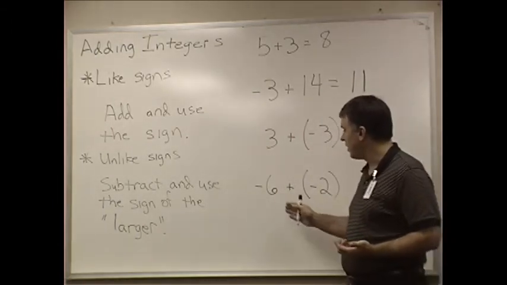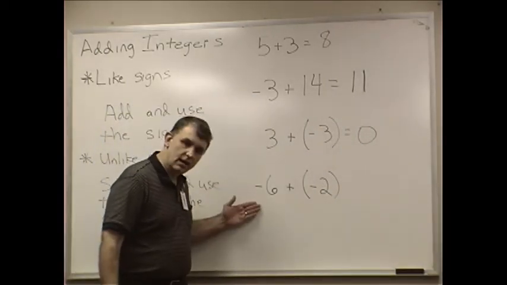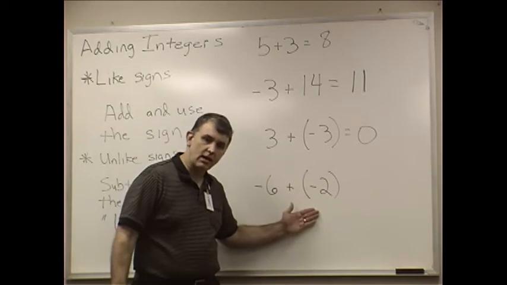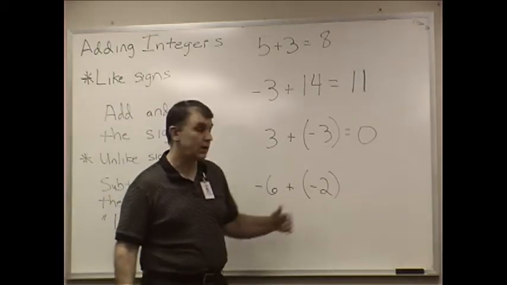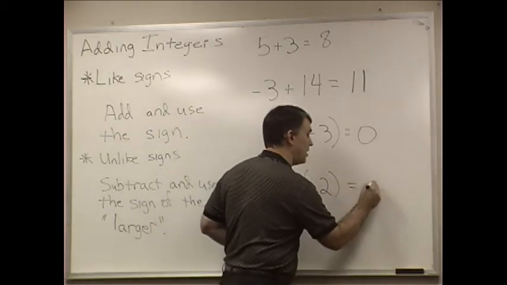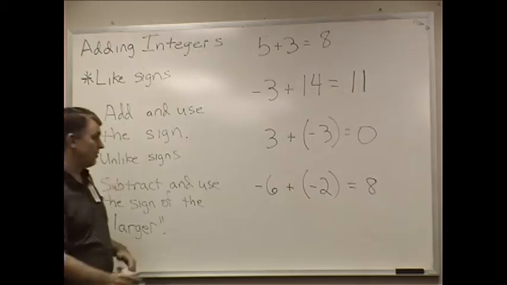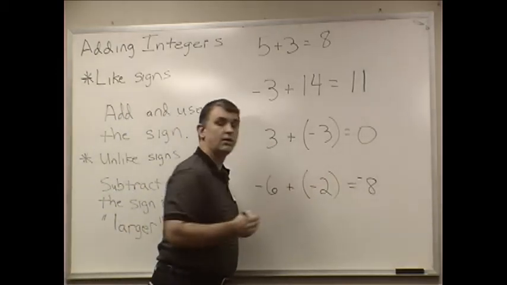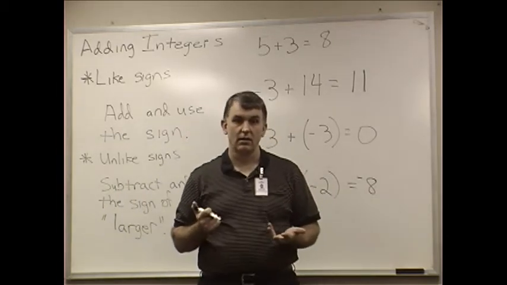Alright, the last example. Negative 6 plus negative 2. A negative and a negative. The signs are alike. So since they're alike, we're going to add them. 6 plus 2 is 8. And we're going to make it negative, because they are both negative, so we're going to use that sign.